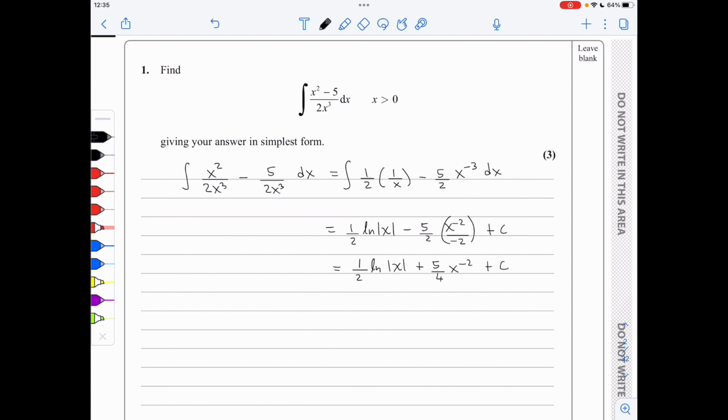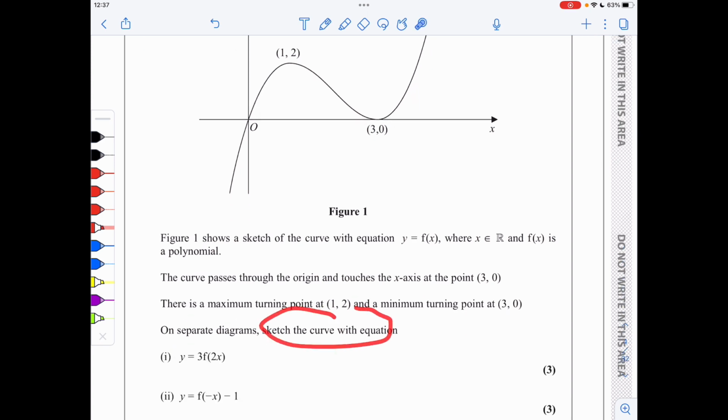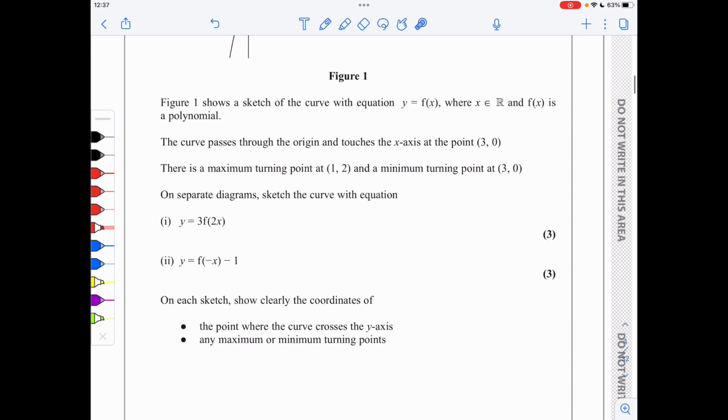In question 2, we are asked to sketch the curve with equation y is 3f of 2x. We need to show all the cuts on the y-axis, any maximum or minimum turning points. So we've got two transformations here.